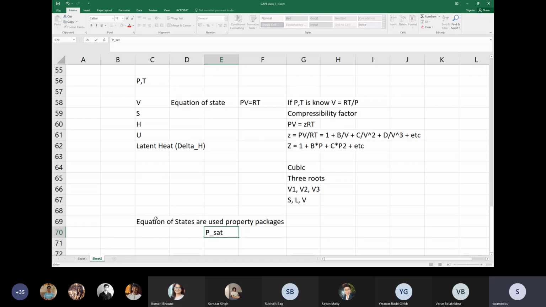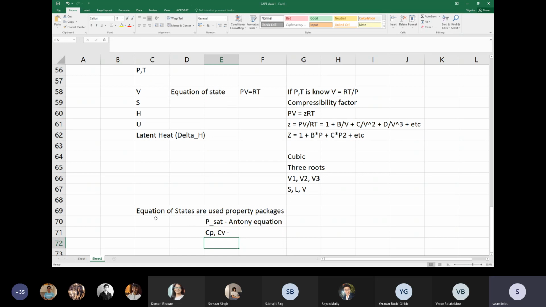So that's why a great scientist, Antoine, developed the Antoine equation. So we combine this Psat data with the equation of state to predict some of the properties. Cp and Cv can also be predicted, but more than that, we have extensive experimental data for Cp and Cv. So for these three properties, Cp, Cv, and Psat, often they use this experimental data.